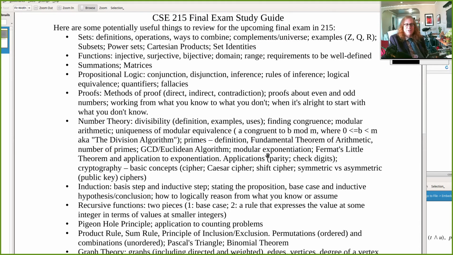It's a number bigger than or equal to 2 that has no factors other than itself and 1. So 2, 3, 5, 7, 11, 13, 17, and so on are all prime numbers. Fundamental theorem of arithmetic. Make sure you know this. If it's called the fundamental theorem of something, it's worth knowing. The fundamental theorem of arithmetic is about factoring numbers into products of primes.